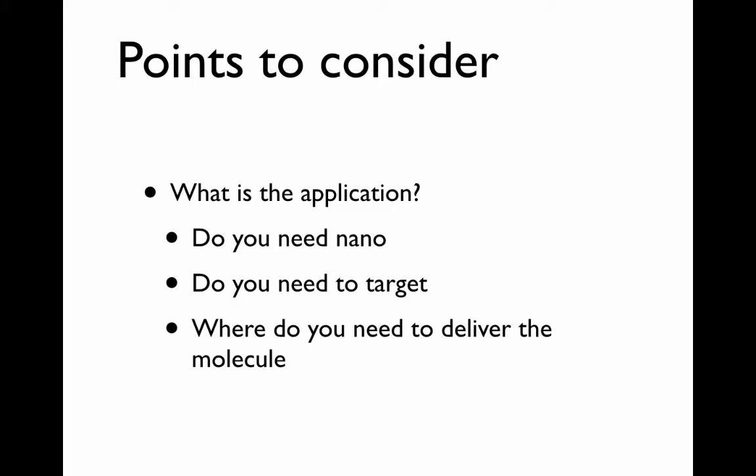When would you need to target? Well, I'll show you an example in the heart, but after a heart attack, you would want to cause the cardiomyocytes to proliferate, so that way you could get more cardiomyocytes and less fibroblasts. You do not want that drug that would cause proliferation everywhere throughout the body. You want it only in the cardiomyocytes, and so then you need to target it directly to the cardiomyocytes. And then finally, what you need to consider is where do you need to deliver the molecule? And again, this is all about choosing the appropriate target.